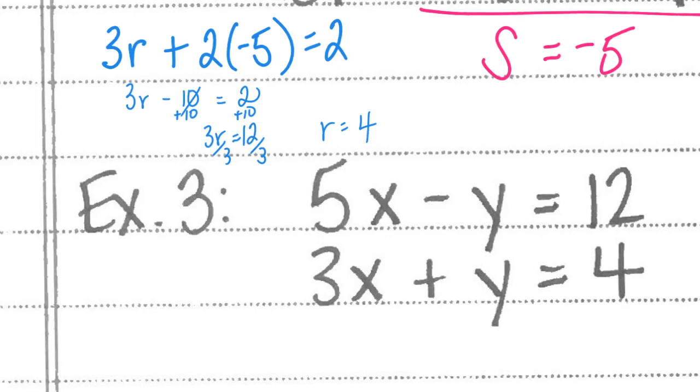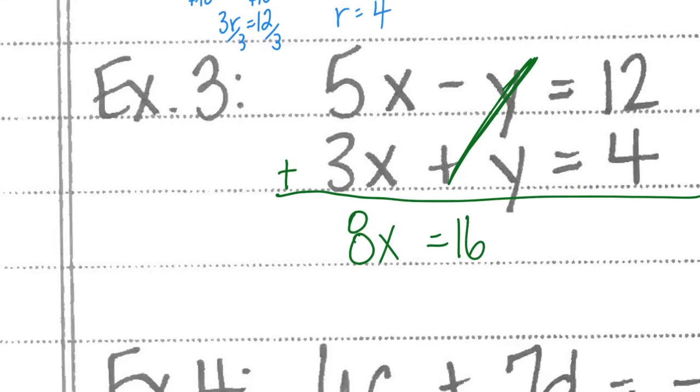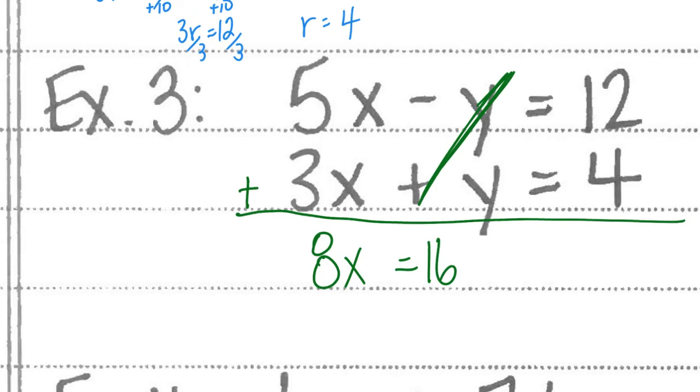Example 3 is very similar to example 1, where I know if I add down, what's going to happen with my -y and my positive y? Very good. Those are going to cancel out. 5x and 3x is 8x. 12 and 4 is 16. I know you guys have already solved for that. What is x equal to? x is equal to 2. Very good.